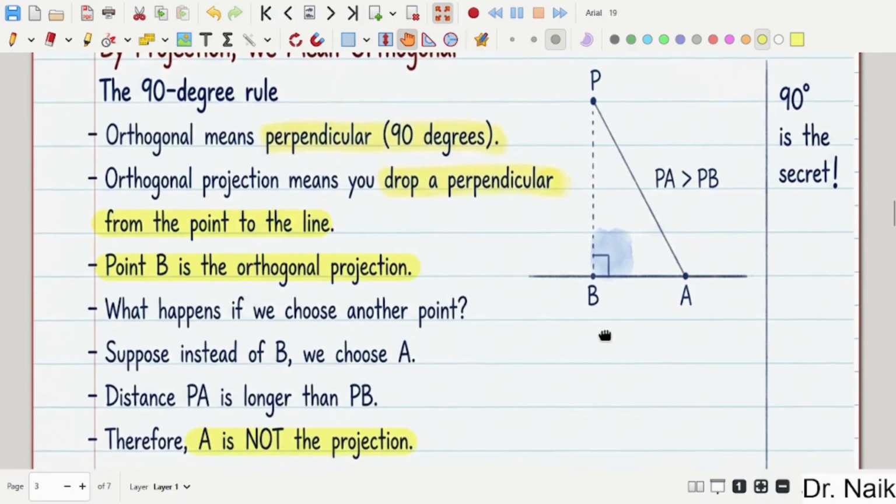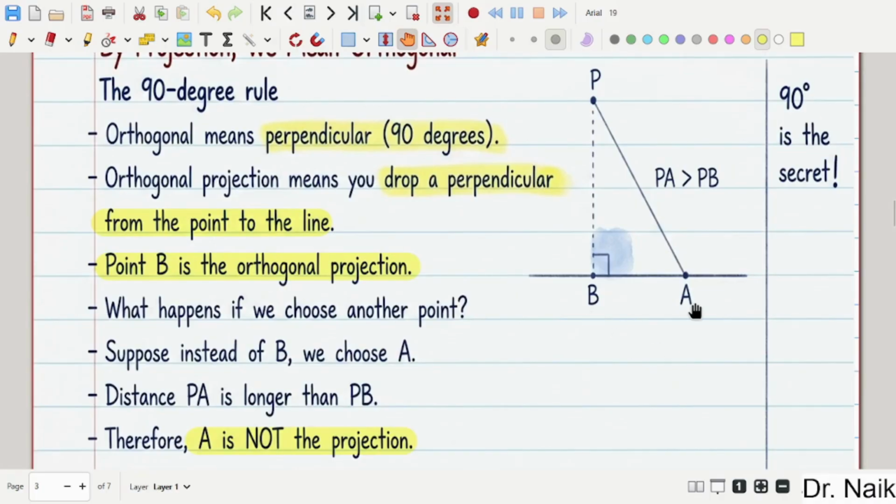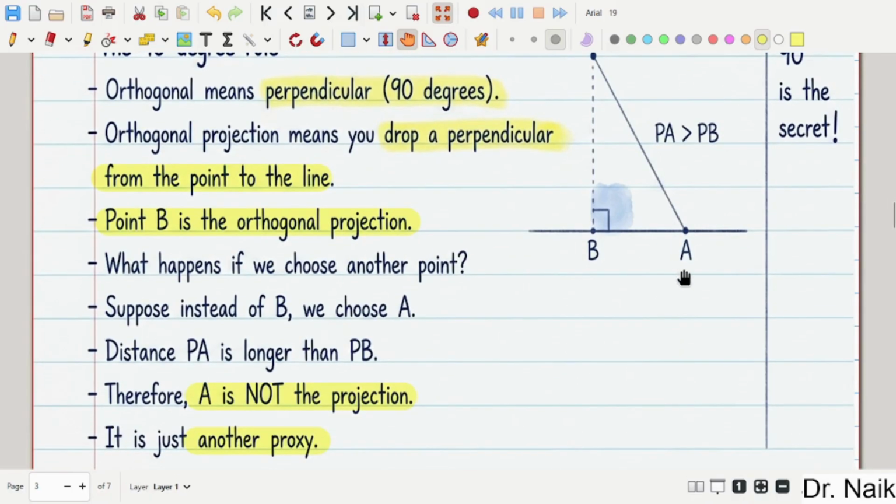What will happen if we choose another point? Suppose instead of B, we choose A, then distance PA is longer than the distance PB. That means information loss is more. If we consider point A, then more information is lost. But for projection we want less information to lose. Therefore, B is our projection and A is not the projection, it is just another proxy.